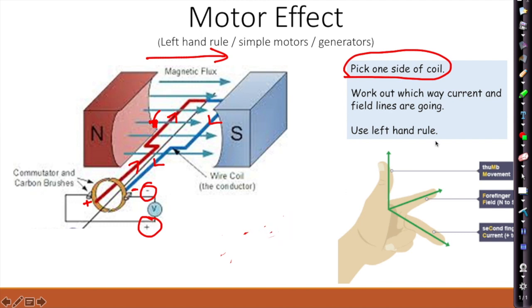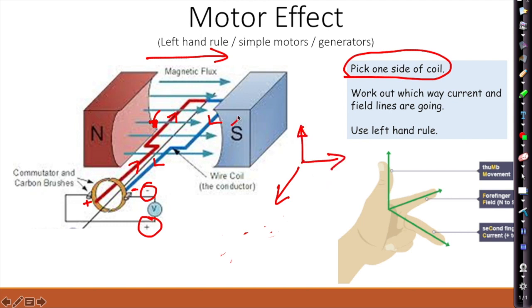Okay, so now we're going to pick the blue side of the wire. Blue side of the wire, we've got our second finger coming towards us, so you should have your middle finger, that's really, really helpful. You should have your middle finger pointing towards you, and you've got your field lines still going that way, and you should have, therefore, your thumb pointing upwards.